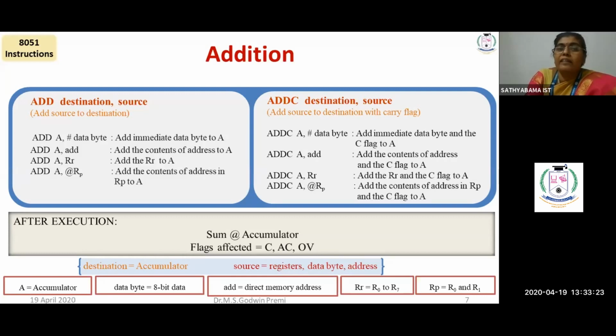So add a comma hash 50. Here 50 is the data. This 50 will be added to the contents of accumulator. So we have 4 instructions for ADD mnemonic.